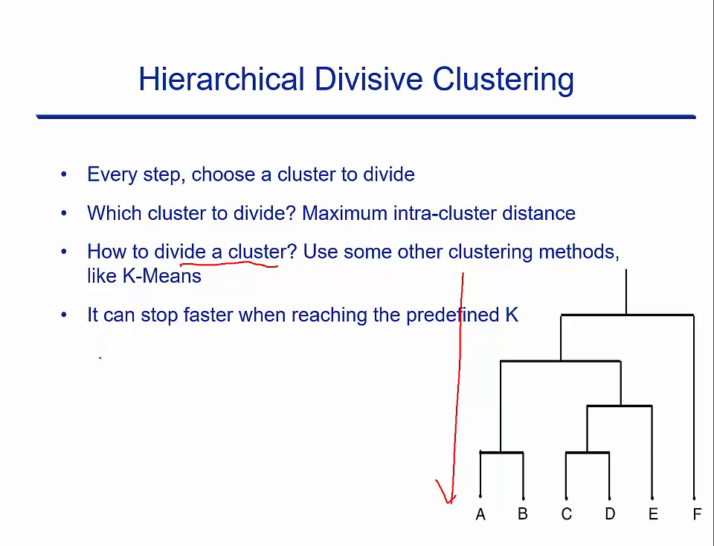And hierarchical divisive clustering can stop faster than hierarchical agglomerative clustering because usually the number of clusters k is relatively small. So hierarchical divisive clustering can reach the predefined k value more quickly than agglomerative clustering.